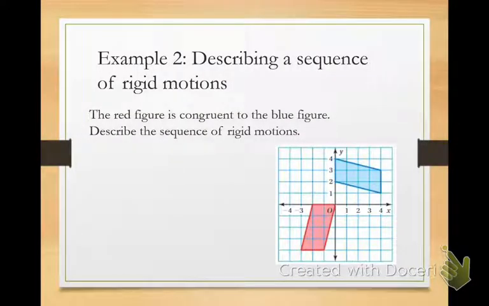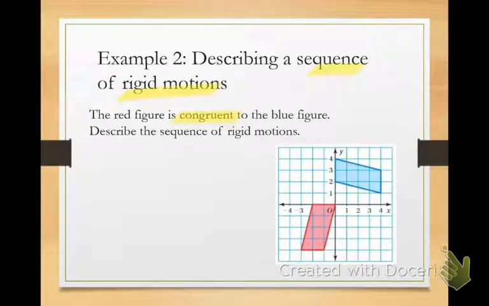All right, in example 2, now I'm told that the red figure is congruent to the blue figure. Okay, so that's important. Because it's congruent, I know that a sequence of rigid motions has gotten me from the red figure location to the blue figure location. So now I need you to tell me what transformation has happened to get from the red to the blue.